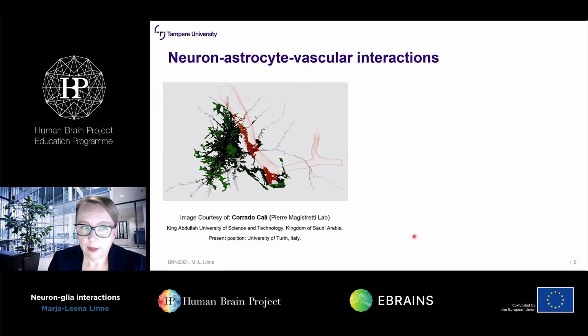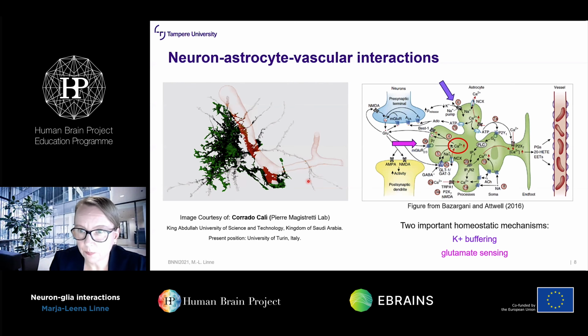If you look at the astrocyte in a reconstructed tissue, you see a very close, tight interaction of the green astrocyte and its processes with the neuronal dendrite marked with gray color and with the vascular system marked with a red color in this image reconstructed by Corrado Calì in Pierre Magistretti's lab. So there is indeed a very tight relationship between these elements in the brain.